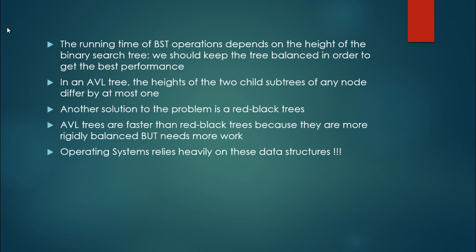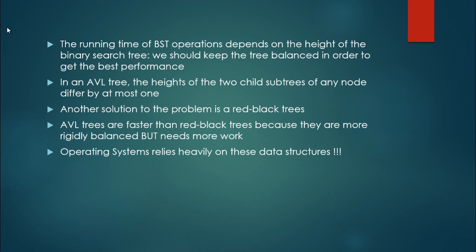So in an AVL tree, the heights of the two child subtrees of any node differ by at most 1. I'm going to talk a bit later about it. Another solution to the problem is the so-called red-black trees. There, we do not bother about the height. We are concerned with colors: we assign a red or a black color to every node, and we construct and reconstruct the trees according to these colors.